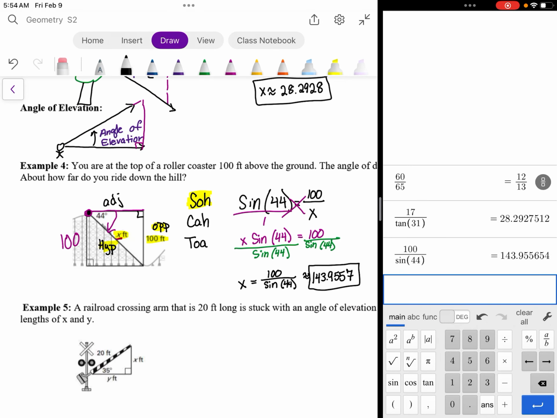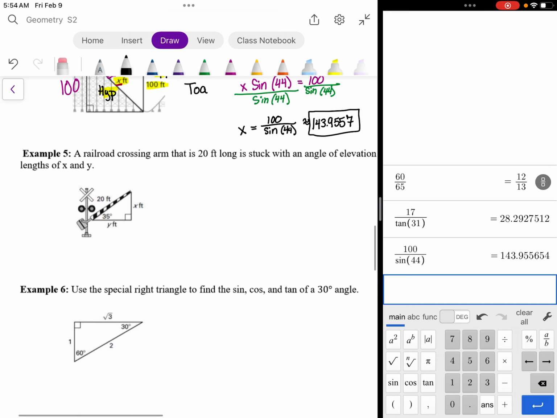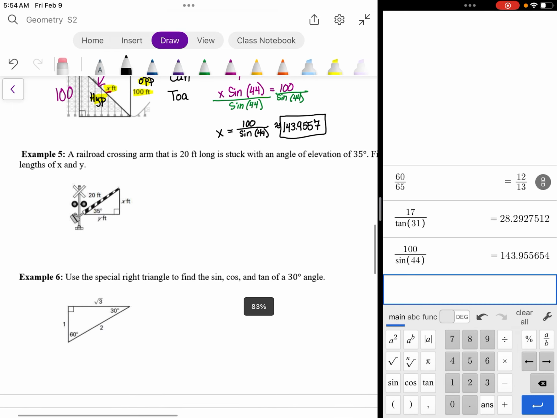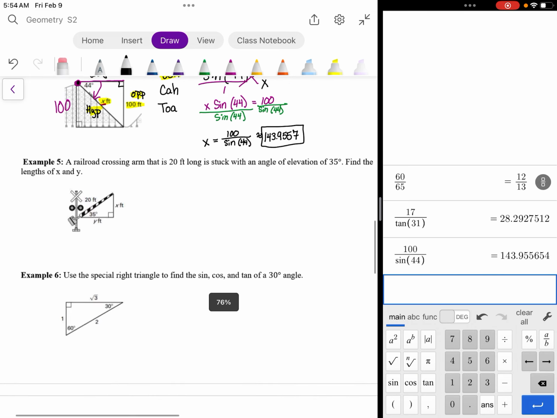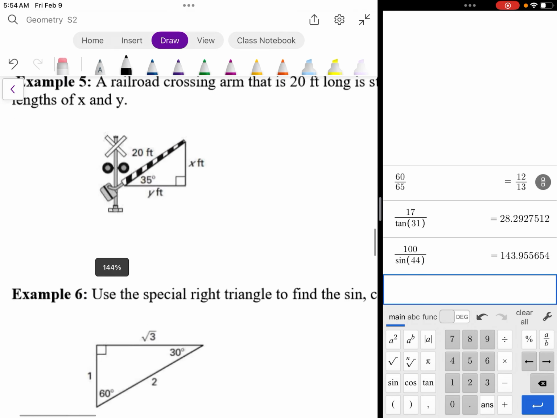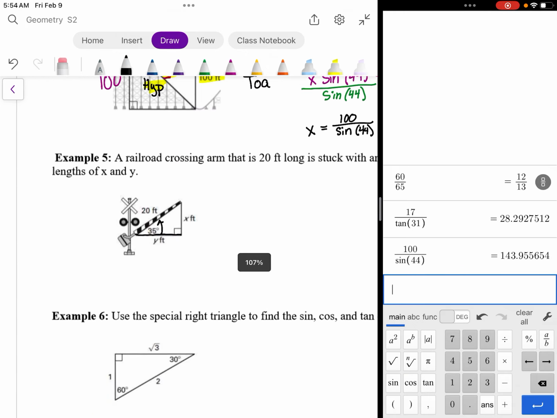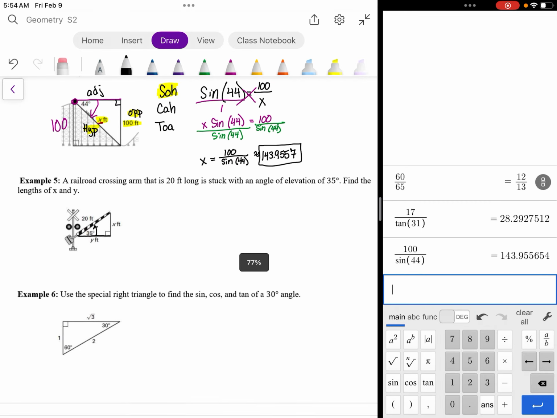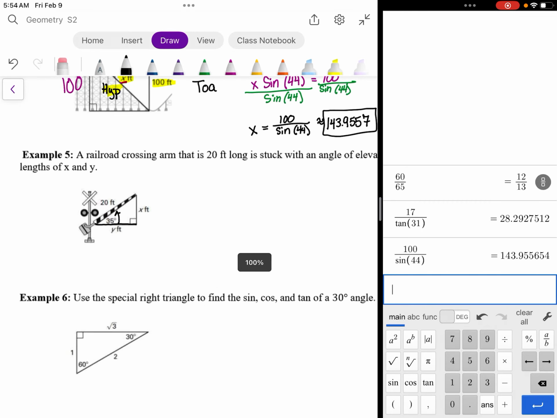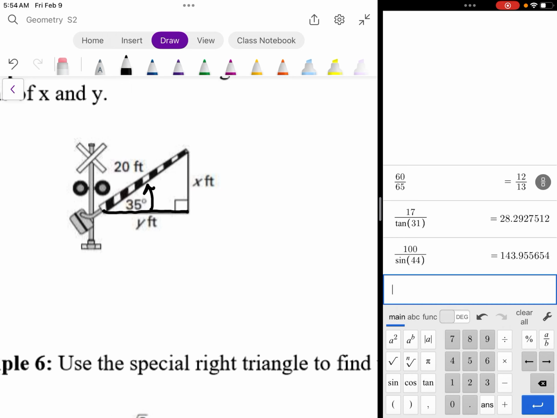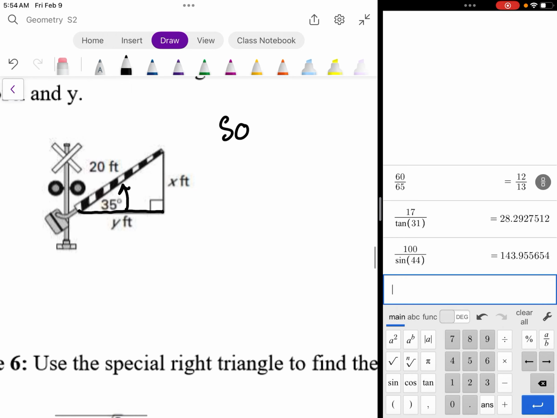Okay. So now, example 5. A railroad crossing arm that is 20 feet long is stuck at an angle of elevation of 35. So that started at a horizontal line and it went up, and that's why the 35 is in that bottom left corner. They want us to find the lengths of x and y. So with these, you want to pick one of them to start with. So you're either going to start with x or y.